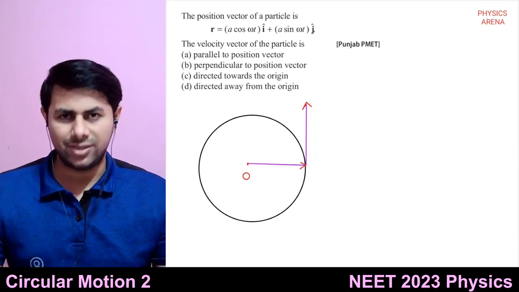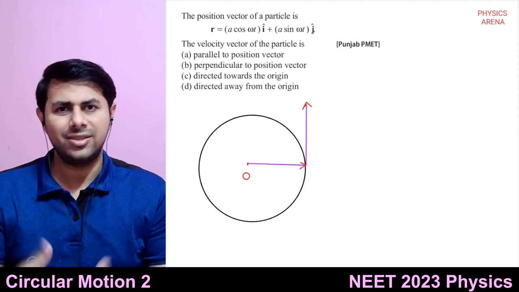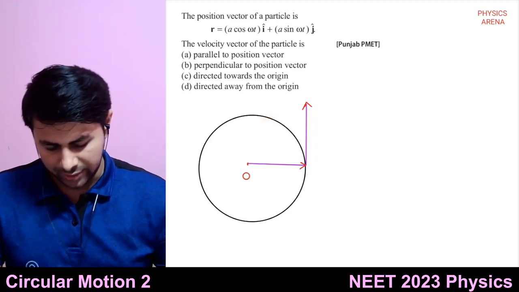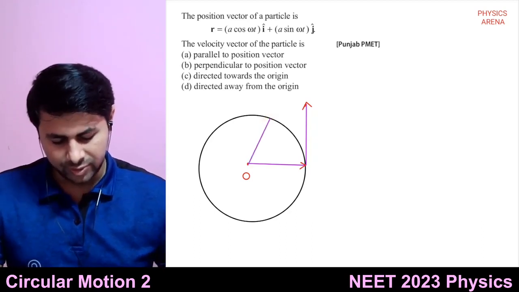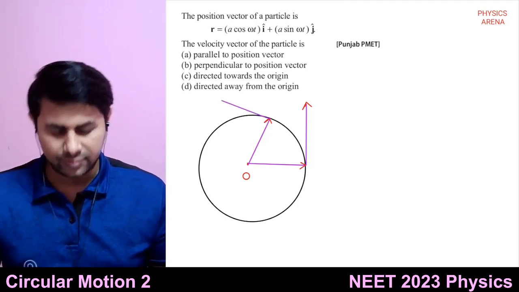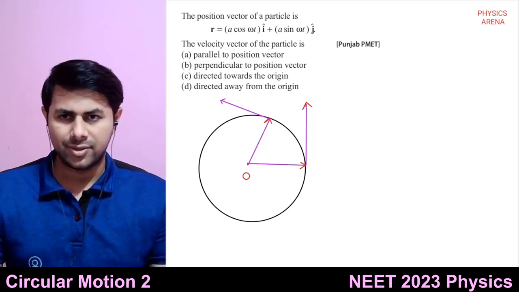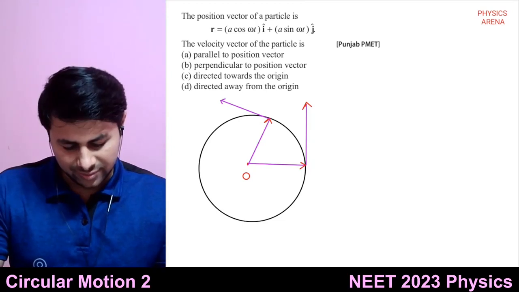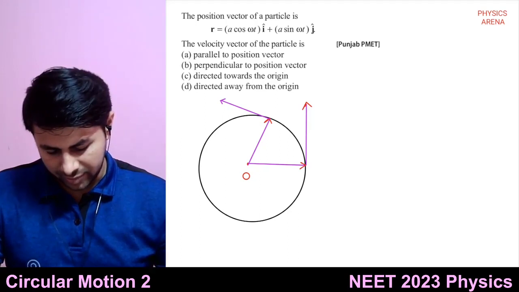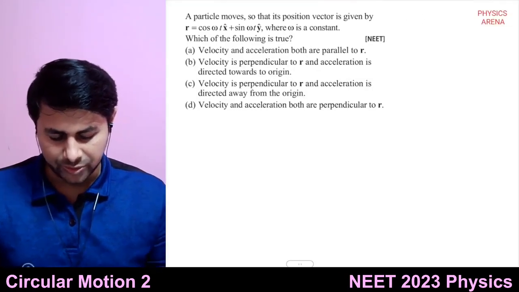The velocity is tangential, position vector is radial. What is angle between radius and tangent? It's 90 degrees. When object moves to this point, the position vector will be this one. The velocity vector will be directed like this, right? So angle will remain 90 degrees. You got this? What is the answer then? Perpendicular to position vector. Okay, this is the answer. Very simple. Okay, let's move on to next question.